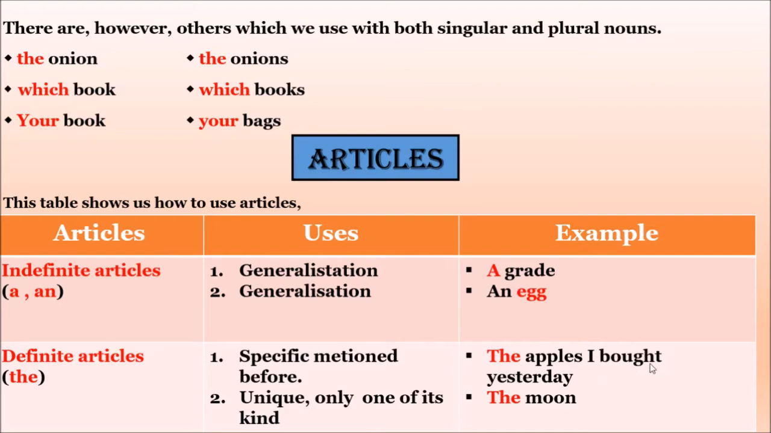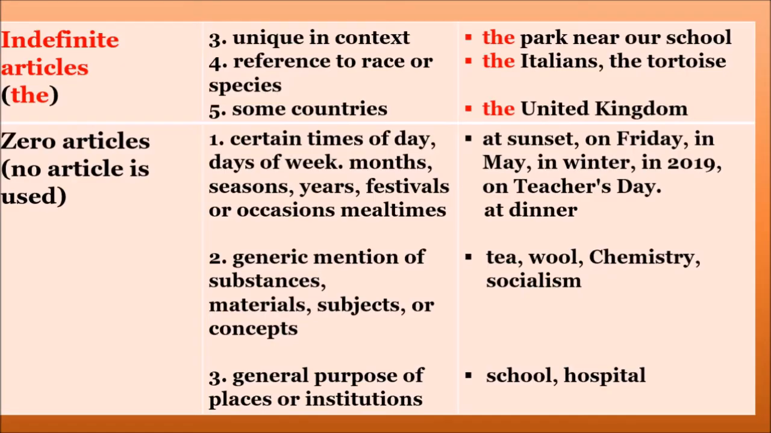Examples are: the apples I bought yesterday. Here he wants to give importance to the apples, so he is telling the apples I bought yesterday. The moon is a universal fact and we are using the in front of the moon. Okay. Definite articles, the, are also used for unique in context, reference to race or species, and some countries: the park near our school, the Italians, the tortoise, the United Kingdom. For some countries also, when they want to give respect, we can use the in front of those countries.